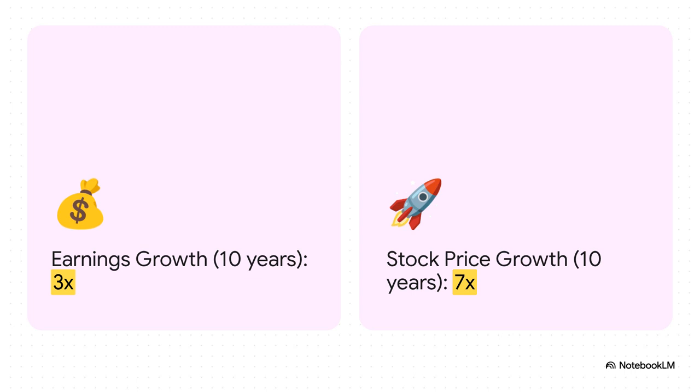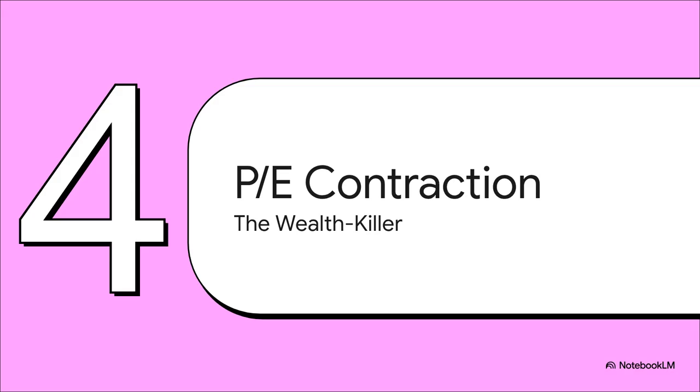And here's the real kicker. Over the last 10 years, Apple's earnings roughly tripled, which, don't get me wrong, is amazing, but its stock price went up 7 times. That huge gap between the two, that's the power of PE expansion. Investors got paid twice, once for the company making more money, and then even more because the market had a total change of heart. But of course, what goes up can also come down.